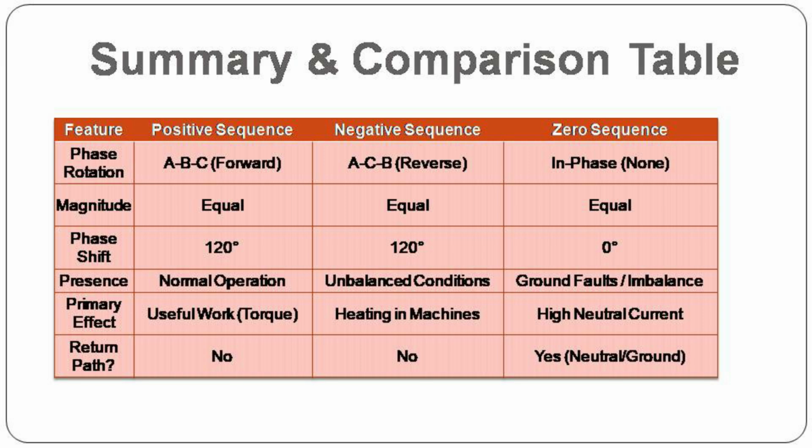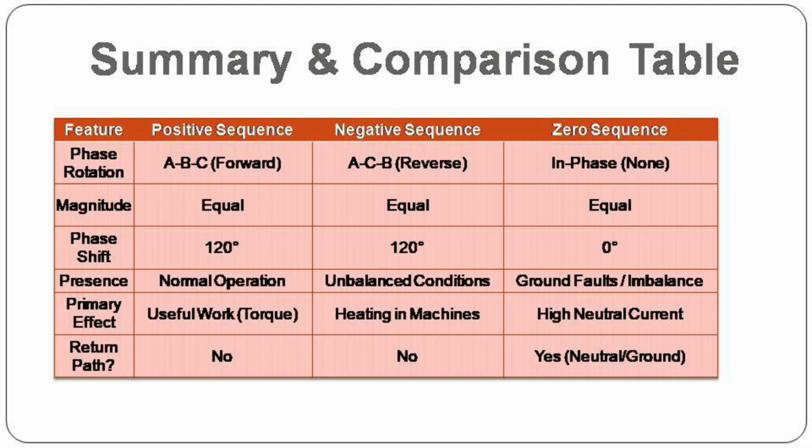So to bring it all together, here is your ultimate cheat sheet. This table summarizes everything that we have discussed. Notice the key differentiators in this case, which are the phase rotation and the fact that only the zero sequence has no phase shift and absolutely requires a return path.